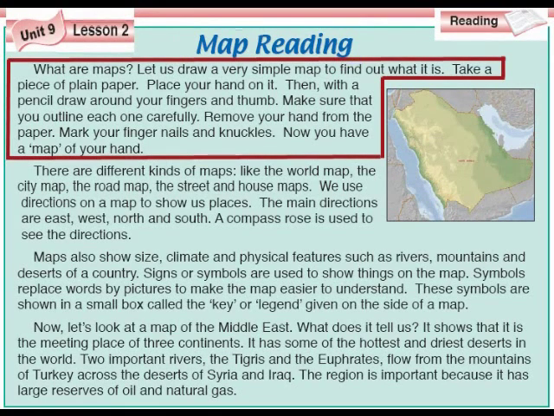Take a piece of plain paper. Place your hand on it. Then with a pencil, draw around your fingers and thumb. Make sure that you outline each one carefully.